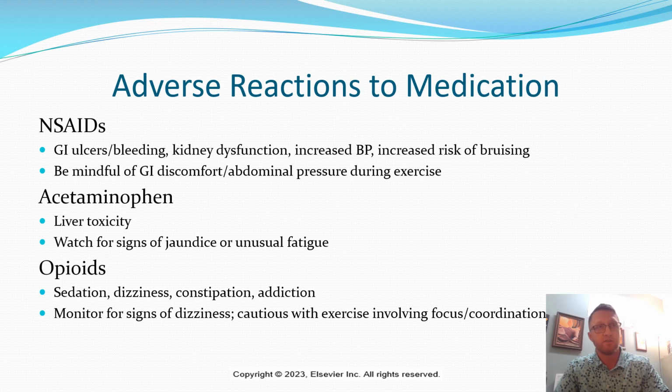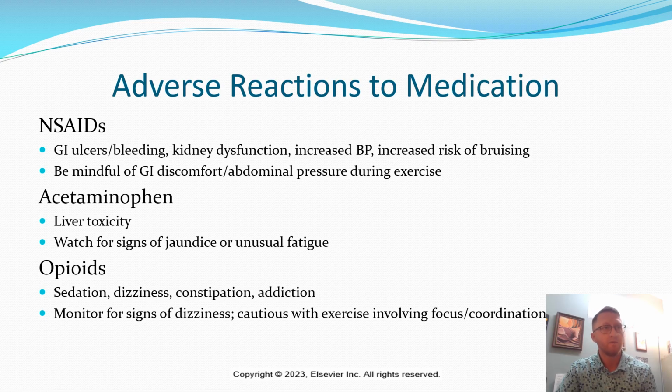This is what I really want you to pay attention to, are these adverse reactions to these medications. So when we look at NSAIDs, there are a few things that we need to be mindful of. Some of the adverse reactions that you might see include GI ulcers, increased bleeding, kidney dysfunctions, increased blood pressure, and definitely increased risk of bruising. So what does that mean for us as PTAs? We want to be mindful of any kind of GI discomfort, especially if we're increasing abdominal pressure during exercise.